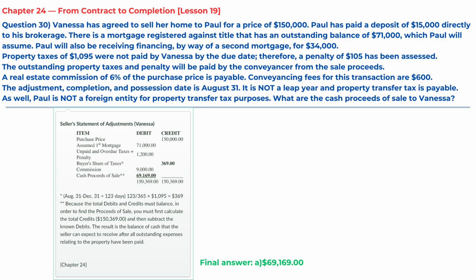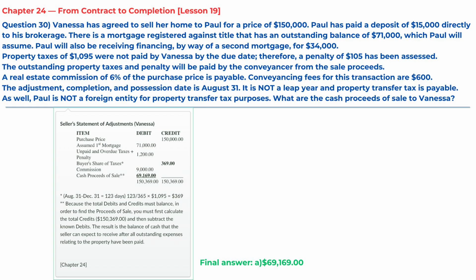Seller's statement of adjustments, Vanessa. Item, purchase price, $150,000, credit. Assumed first mortgage, $71,000, debit. Unpaid and overdue taxes plus penalty, $1,200, debit. Buyer's share of taxes, $369, credit. Commission, $9,000, debit. Cash proceeds of sale, $69,169, debit. The total credits, $150,369, balance out the total debits, $150,369.